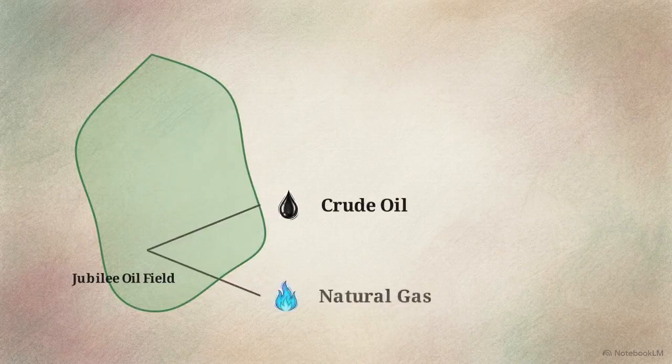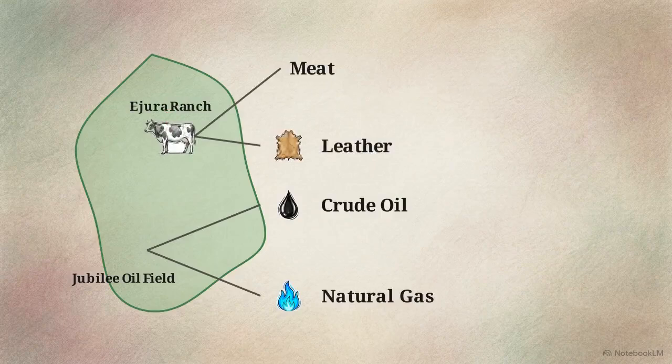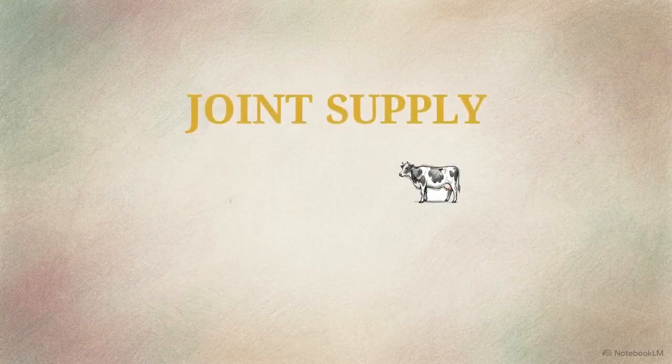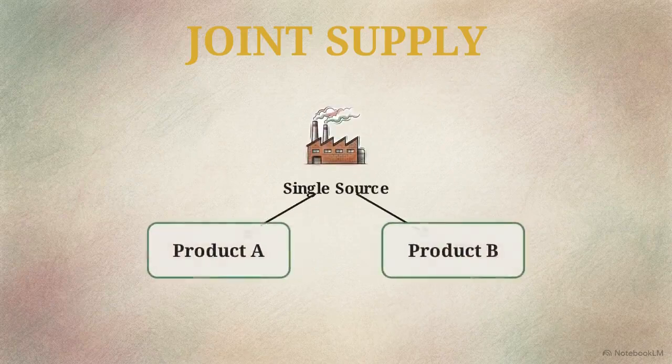Let's apply this. Consider the Jubilee oil field in the western region. The extraction process there yields both crude oil and natural gas as part of the same operation. Compare that to an Ajora ranch raising cattle for both meat and leather. Which of the four supply types do these represent? Both are examples of joint supply, where a single production source results in multiple products simultaneously.